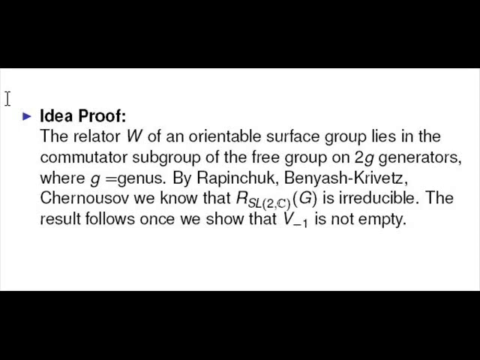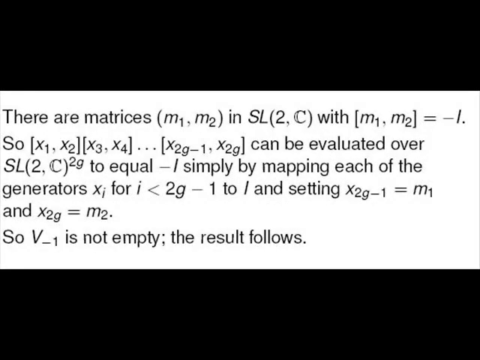By Benyash-Krivets and Chernousov, we know by some other work that this is an irreducible algebraic variety. So one of the conditions is actually met. Orientable surface groups, yes. We actually prove it for non-orientable surface groups too, but I don't want to burden you with all this stuff because there's too much. So we are just focusing on orientable surface groups at this time. So now the result follows once we show that V sub -1 is not empty. We actually have to look at this algebraic variety now, and I remember that you sent me the two matrices.